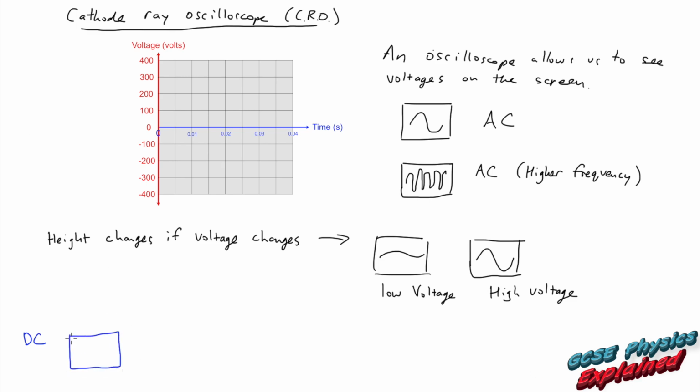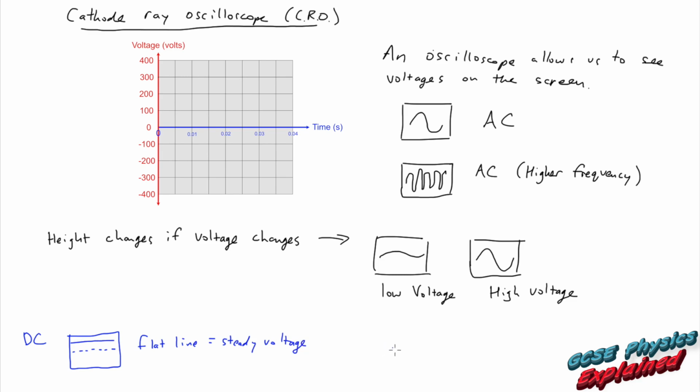Direct current simply produces a direct line. So, just say that dotted line there is the zero line, right? Basically, you're going to end up with a line like that.